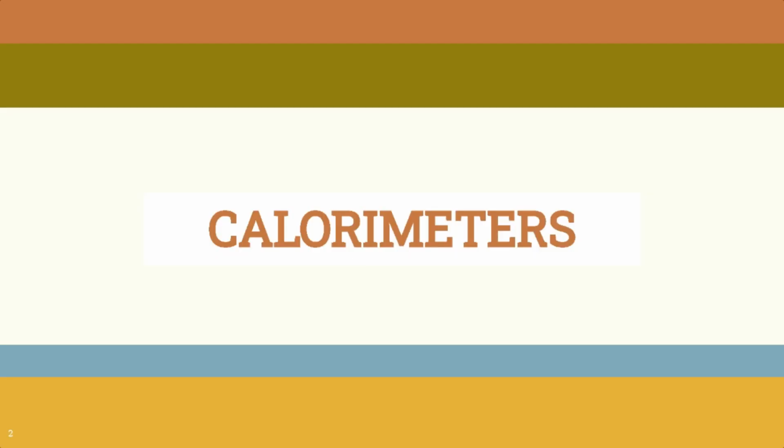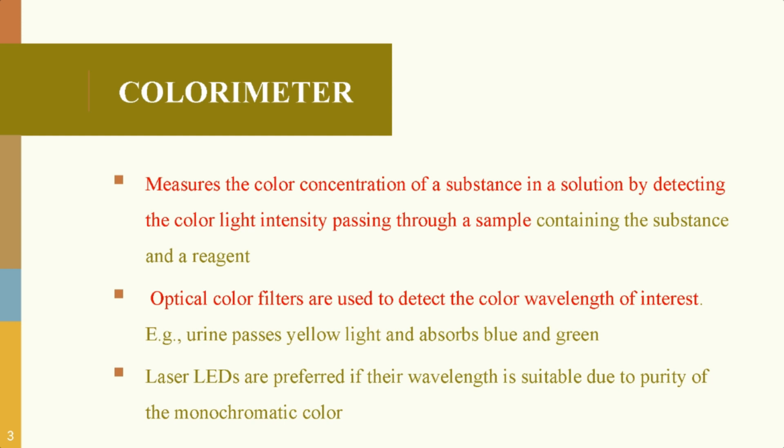So, what is a colorimeter? A colorimeter, as the name indicates, measures the color of a substance in a fluid or a solution. Color concentration can be obtained by passing light from a lamp or some other source of energy through a substance, and the color concentration of that particular substance can be noted. This is known as a colorimeter.